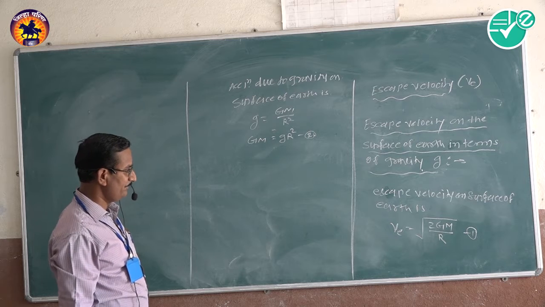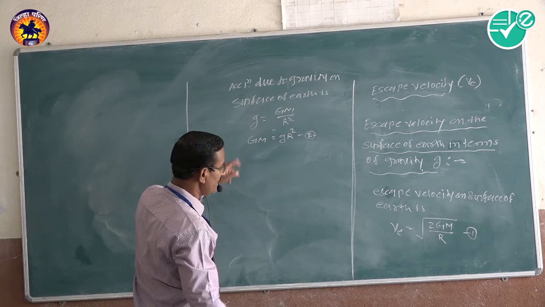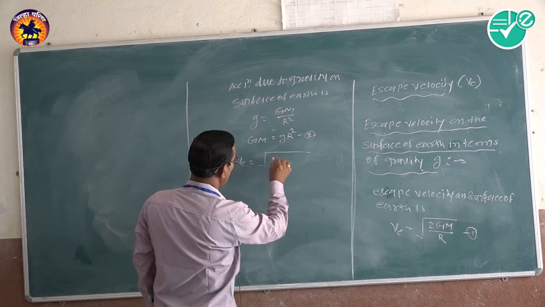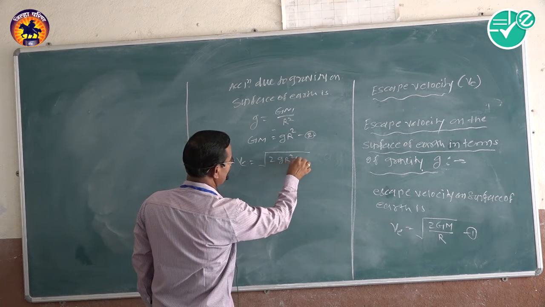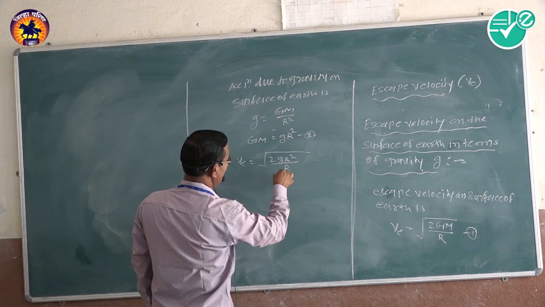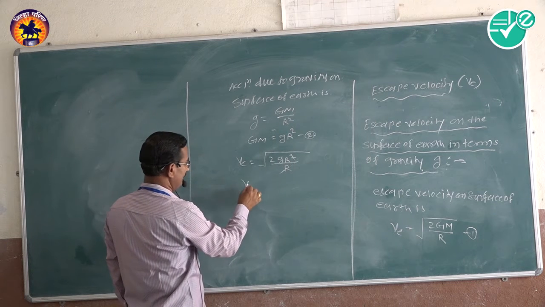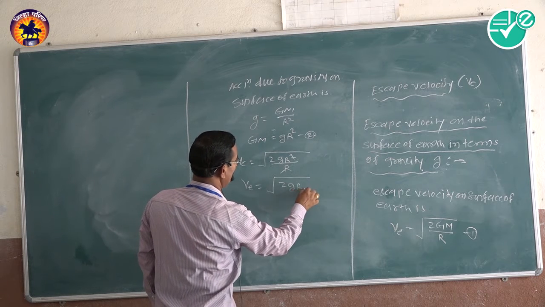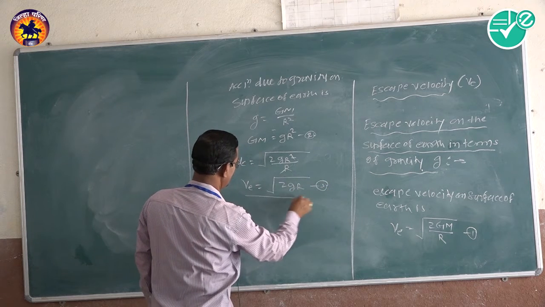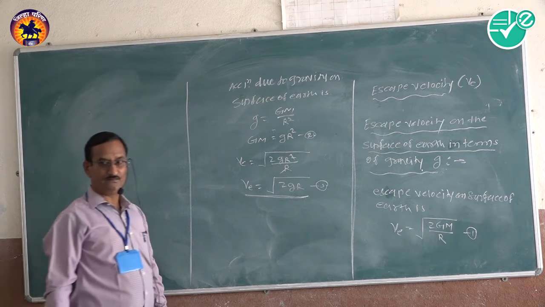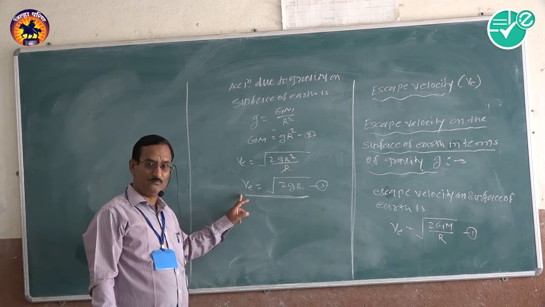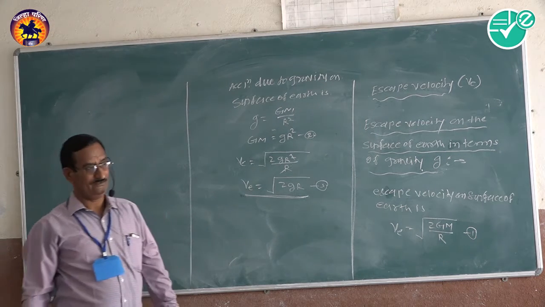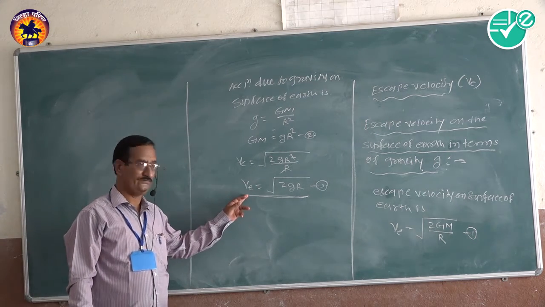Then we have to put the value of equation 2 in equation 1, that is Ve is equal to under root twice g R square divided by R. Then R gets cancelled and Ve is equal to under root twice gR. That is equation 3. That equation 3 is the escape velocity of the satellite on the surface of Earth in terms of the gravity small g.